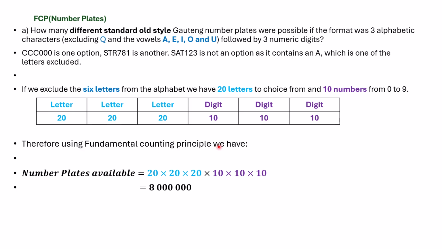Therefore, using the fundamental counting principle, number plates available: 20 times 20 times 20 times 10 times 10 times 10. So all in all, for the old style Gauteng number plates, we had 8 million number plates available. Meaning we had 8 million cars that could have these number plates in Gauteng. But we changed to a new format, so I assume we reached 8 million and had to cater for the new cars. But we will do that under the exam questions. Let's look at another example.